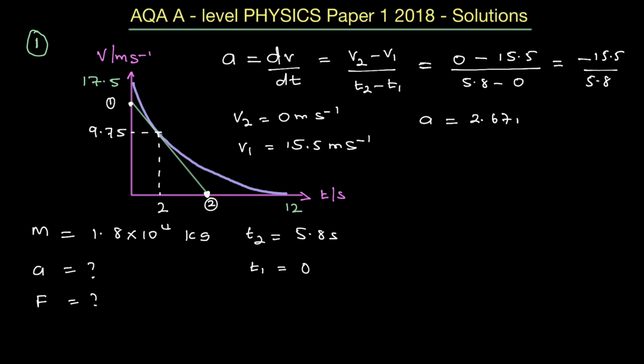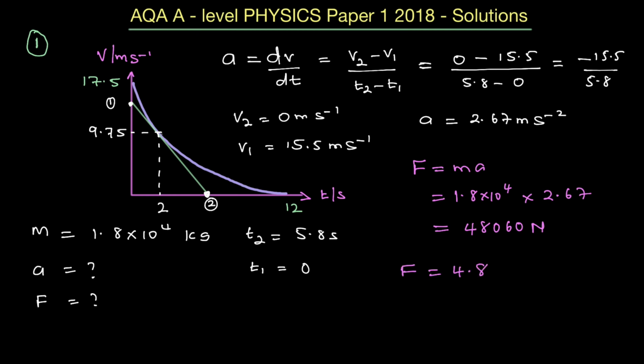minus 2.67 meters per second squared. Now to find the force, F equals ma, and m is 1.8 times 10 to the power 4 times the acceleration, 2.67, and that equals 48060 newtons. So we can write the force as 4.8 times 10 to the power 4 newtons. We've got negative here because this is deceleration. The question is to determine the force decelerating the vehicle 2 seconds after entering the escape lane, and that force is this.